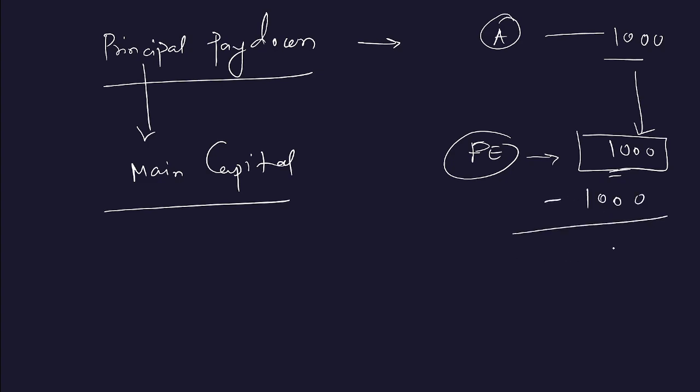So net outstanding would be 0. This would be your full principal pay down. If it is only a partial pay down, say 10% of this amount, then you apply the principal pay down for only 100 rupees, which you can debit from your system. Net outstanding would be your 900. That is how your principal pay down will work.